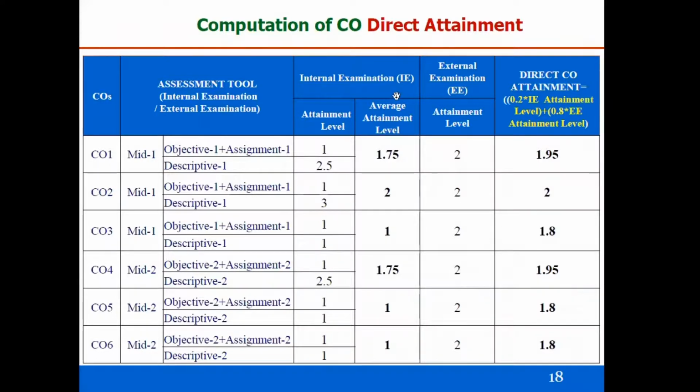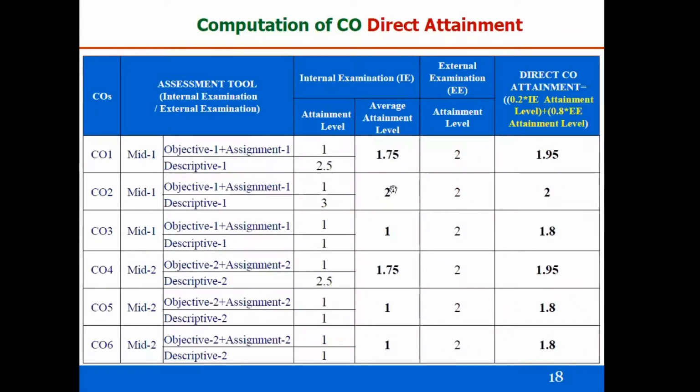Okay, now here we got the internal examination average attainment level and the external examination attainment level. Then for direct attainment computation, the formula we discussed previously: 20% of internal evaluation plus 80% of external evaluation. So the formula is 0.2 into internal evaluation plus 0.8 into external evaluation. Now let us see for CO1, you can apply this formula: 0.2 into 1.75 plus 0.8 into 2. Now you can calculate, if you want, you can check it. So you will get this value. This is the direct CO attainment of CO1.